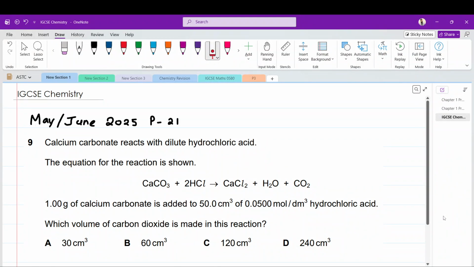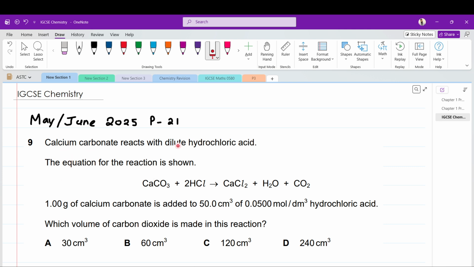This is one of the most challenging types of questions that you can have in IGCSE chemistry from the moles chapter. This question has been taken from May June 2025 paper 21, question number 9. It is related to the moles chapter, also known as stoichiometry. Okay, so let's take a look.